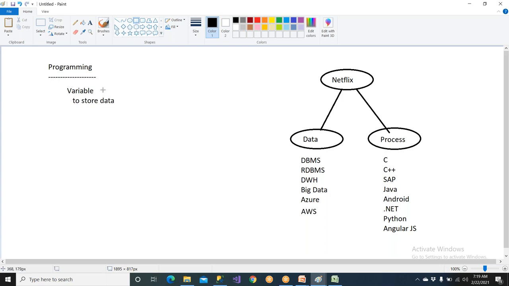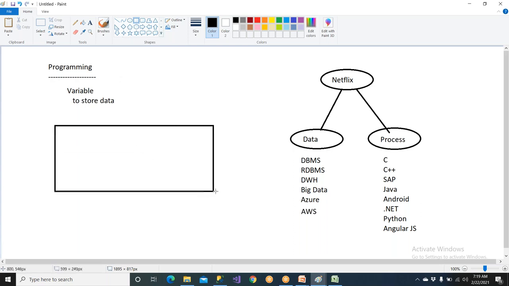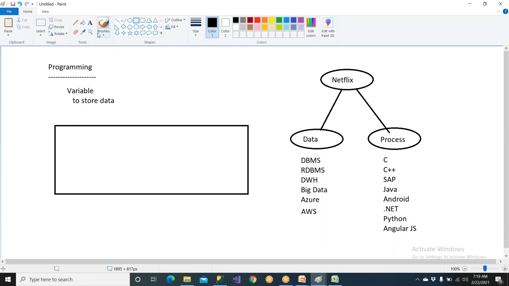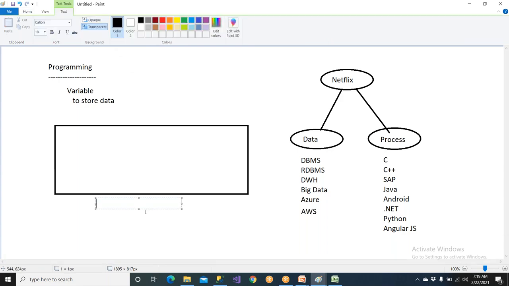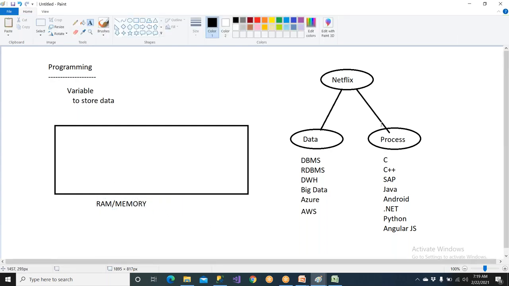So what is a variable and where will the variable get created? That you should know, right? Variables are not created in the hard disk. All variables are created in your RAM. RAM means memory. Remember this. Clear? So programming does not store anything in your hard disk. Remember this. C, C++, SAP, Java, .NET, all these will access only one thing, RAM. They don't work with the hard disk.